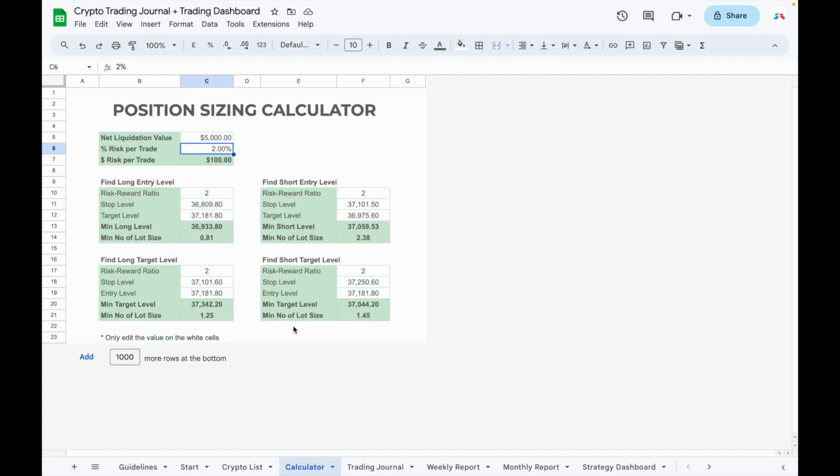There is a position sizing calculator for you to determine the appropriate position size for each trade based on your risk tolerance and account size. You can use the calculator to determine your entry level or take profit level by inputting your risk to reward ratio, stop level, and target level or entry level. The calculator will help you determine the minimum number of lots to buy or sell, as well as the minimum long or target level. This can help you avoid over-leveraging your account and minimize the risk of your trades.